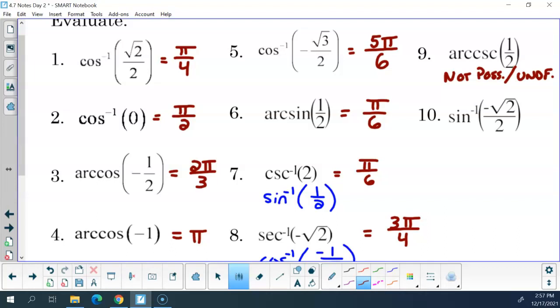Okay? Number 10. Right side, unit circle, because it's sine. Where are we? Negative root 2 over 2.